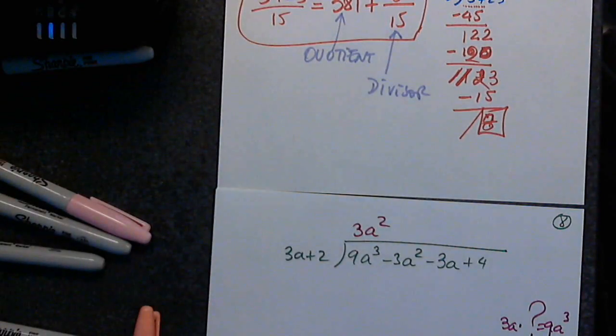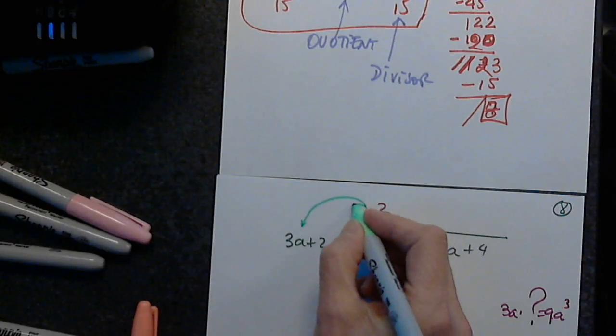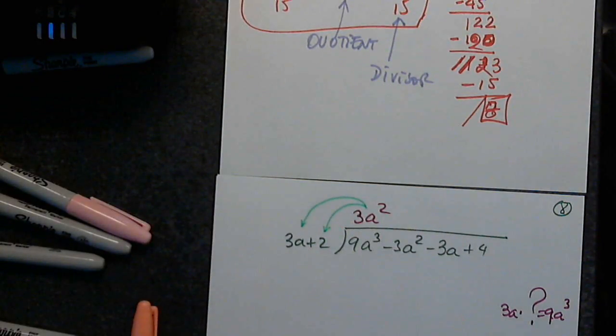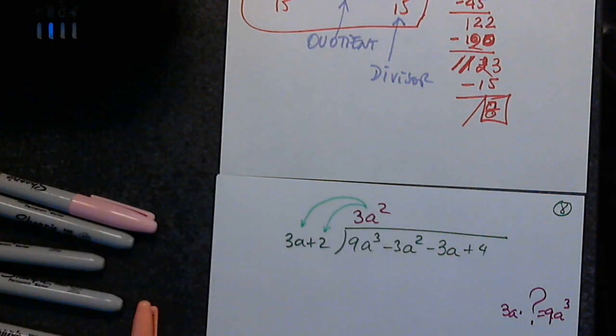Now remember, I used a word that does not belong in the division of numbers. I said distribute because I wanted you to be aware of the fact that now I have to distribute 3a squared to both terms in the divisor, not just one. So please give me the answer when you distribute to the first one. 9a to the third.